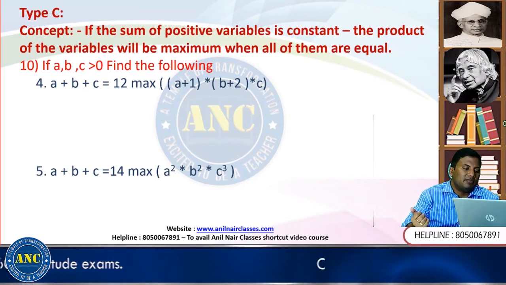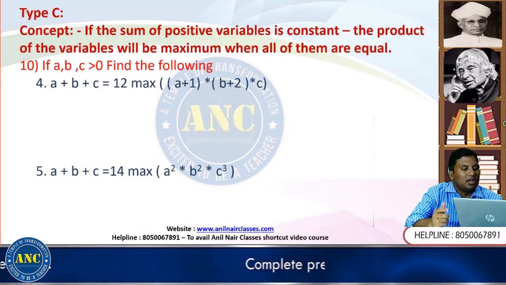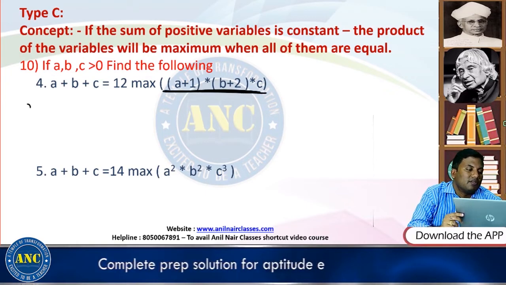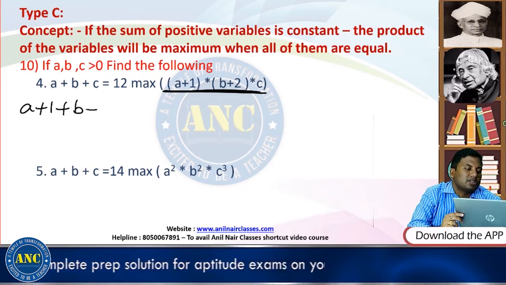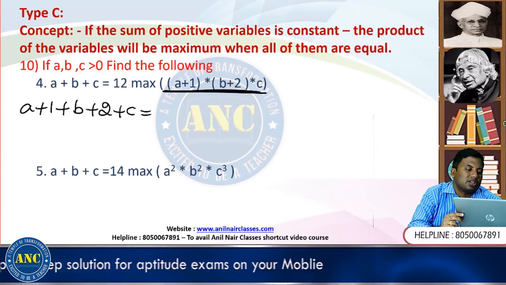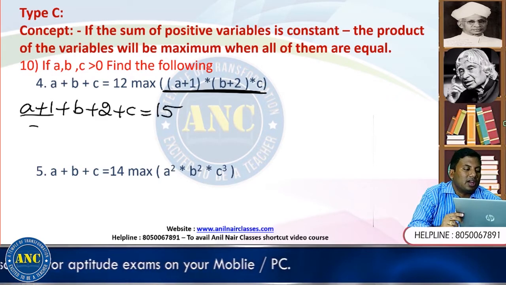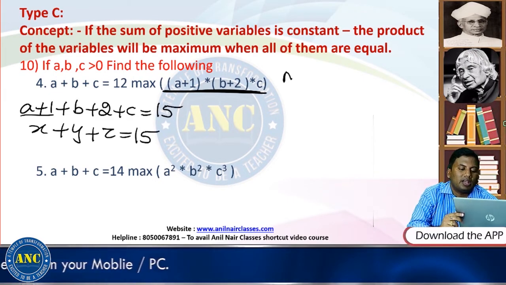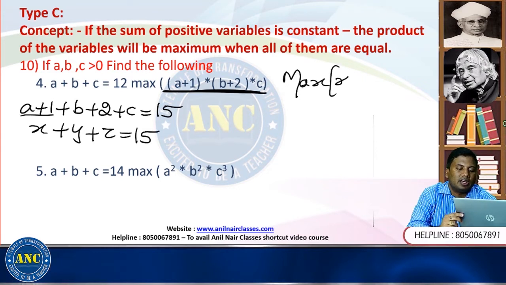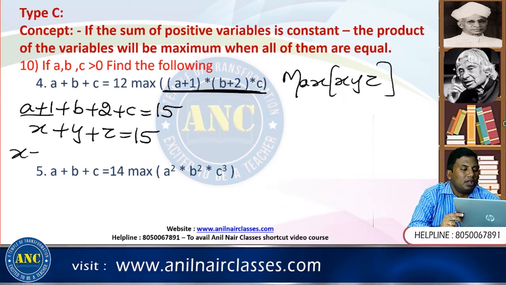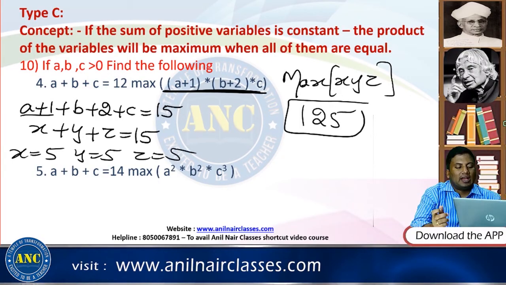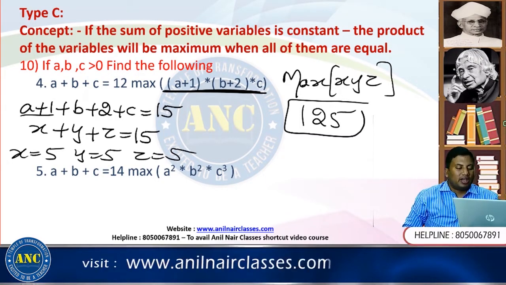Now similarly, we will solve a few more questions. Fourth one. Maximum of (A plus 1), (B plus 2), (C plus 3). The product of these three variables will be maximum only when the sum of these three variables is constant. So if I call them X, Y, Z, X plus Y plus Z is 15. I want the maximum of XYZ. So X is 5, Y is 5, Z is 5. Answer is 125. I hope the idea is clear.